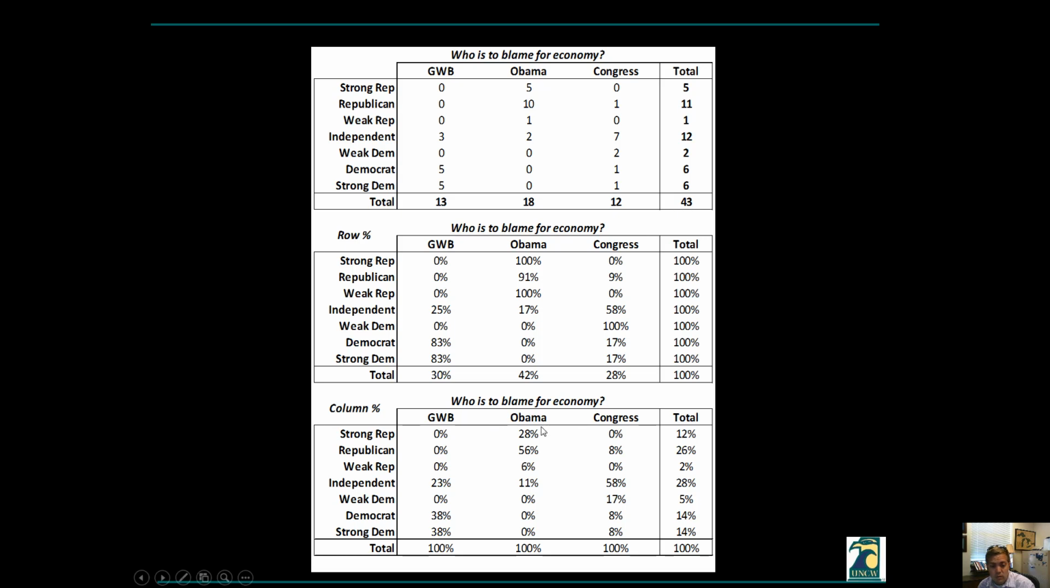Of the people that blame Obama, 56% are Republicans. Of the people that blame Congress, 58% are independents. Over here, 14% of the total people surveyed were Democrats. All right, so you just have to be very careful. First, identify if they are row or column percentages. Sometimes a chart or a table might say this, but other times it doesn't. You have to figure it out just based off the context of the chart.